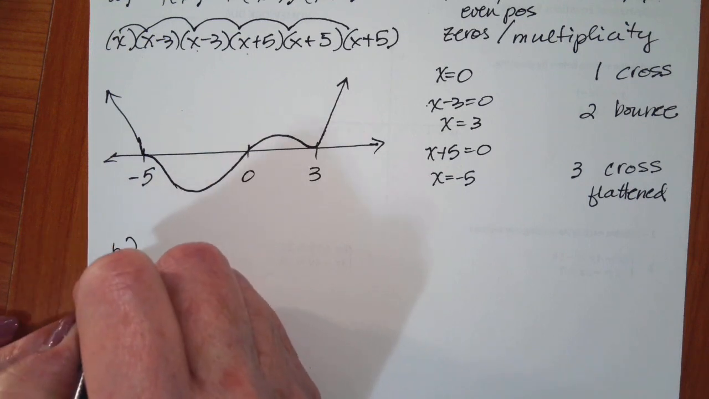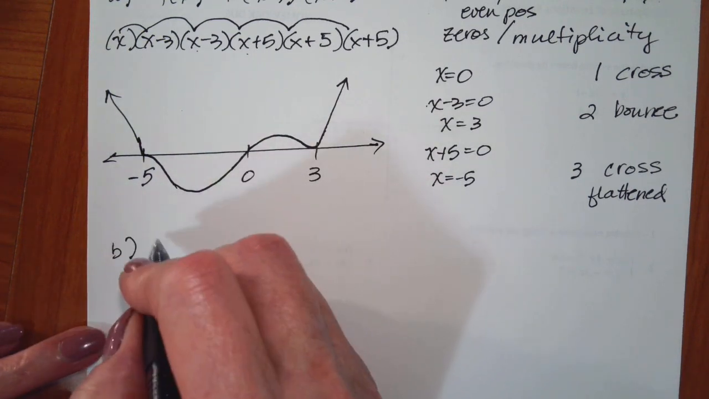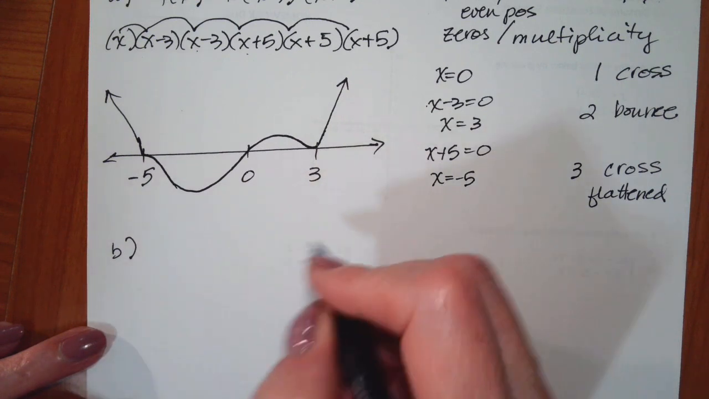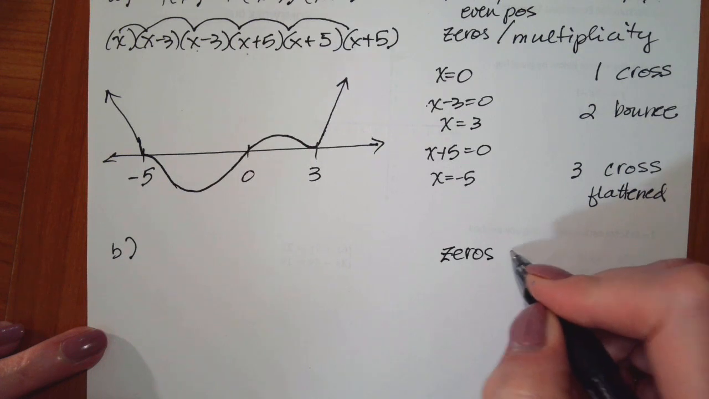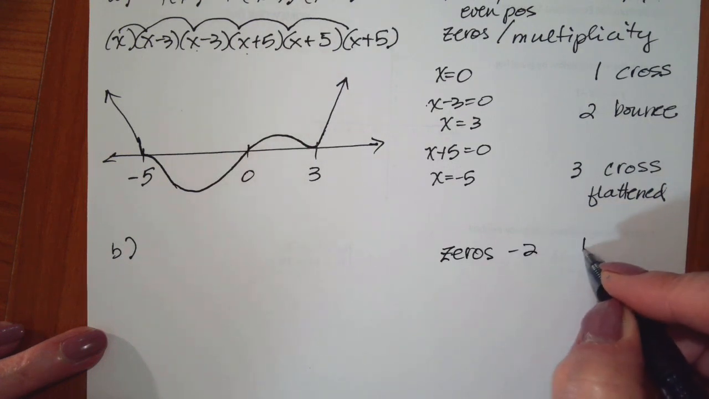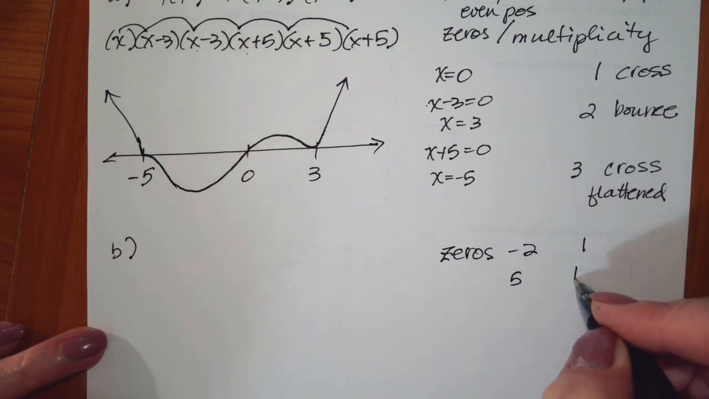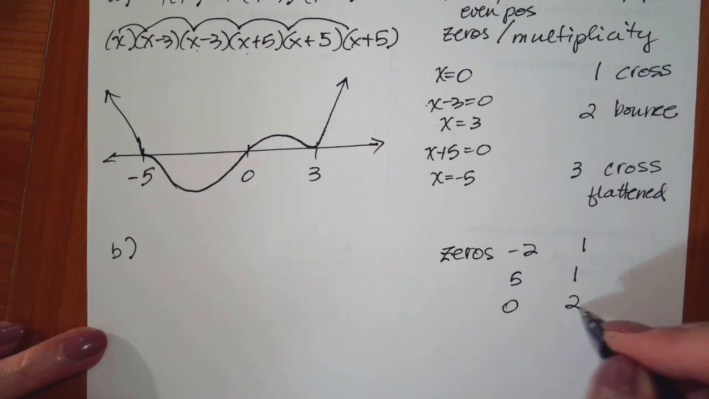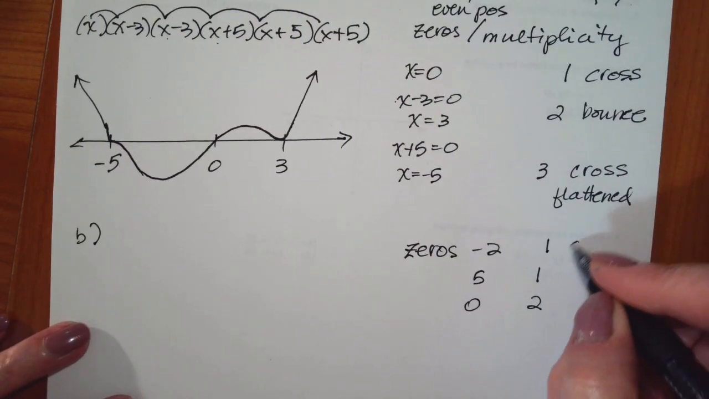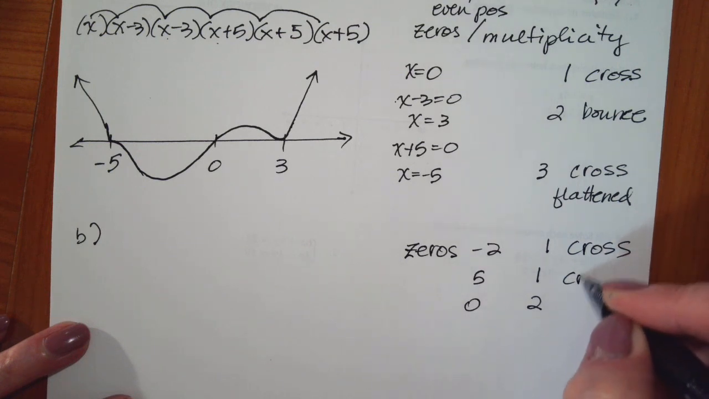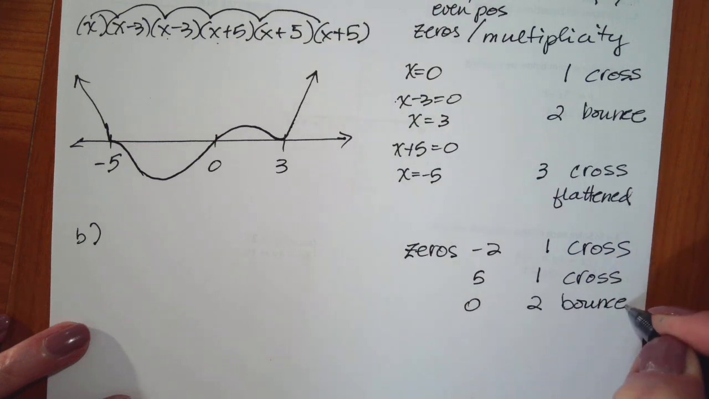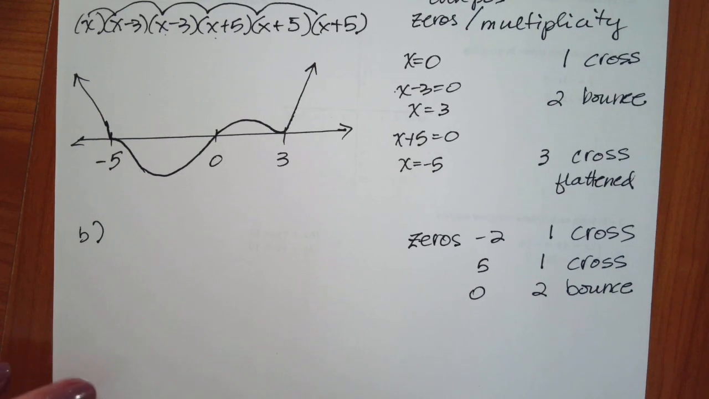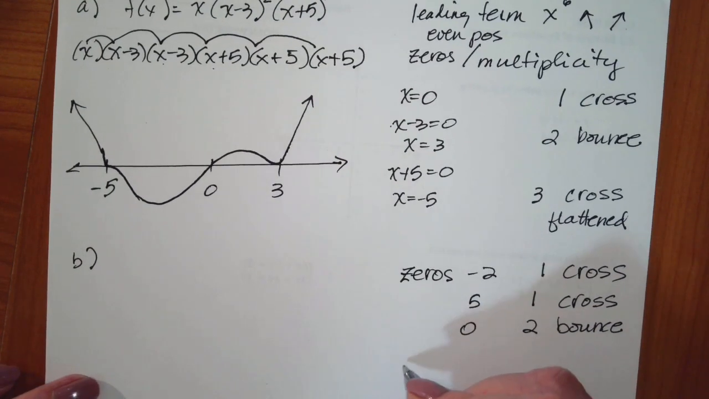Okay, let's look at B. Okay, the function has zeros of negative 2 with a multiplicity of 1, 5 with a multiplicity of 1, and 0 with a multiplicity of 2. So it's going to cross, it's going to cross, and it's going to bounce. Okay. It doesn't tell me anything else. It doesn't tell me the leading term.